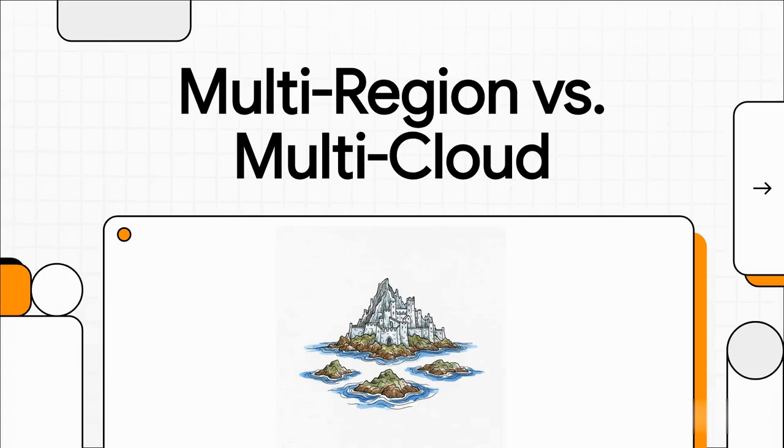All right, today we're going to tackle one of the biggest, highest stakes decisions in tech architecture, and that is choosing between a multi-region and a multi-cloud strategy. Believe me, it's a choice that hits everything: your security, your performance, and yet your bottom line.